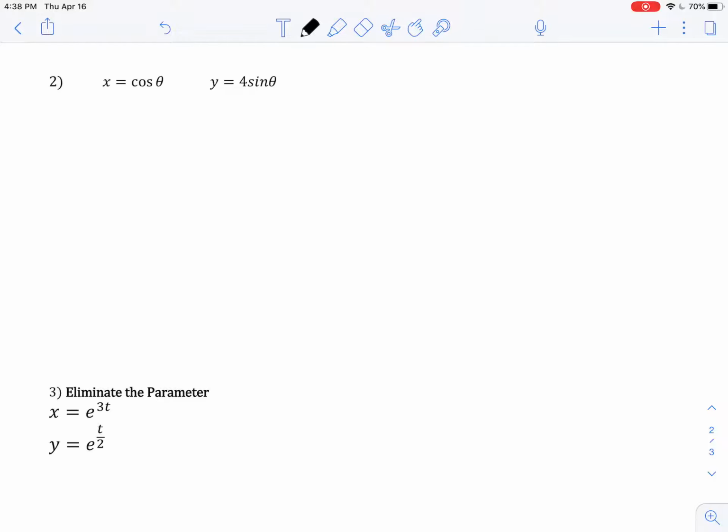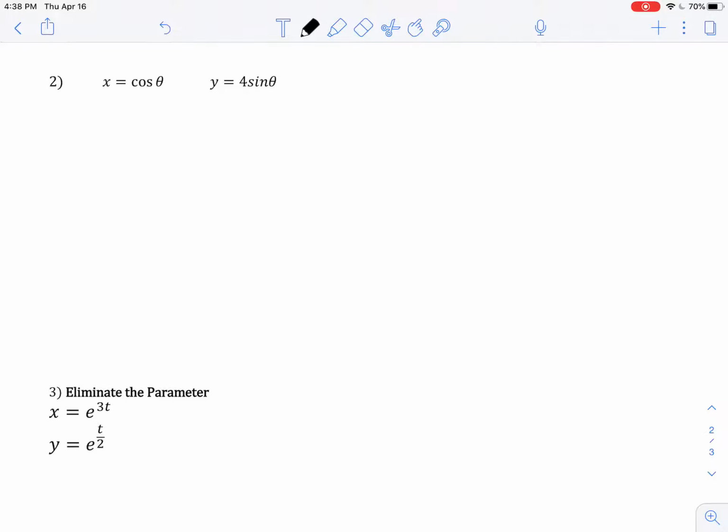All right, so we're continuing on in eliminating the parameter, which is another way of just saying that we are going to find a way to rewrite the set of parametric equations as a rectangular equation. And we have our first exposure to working with some equations that actually deal with theta as the parameter. In other words, x is a trigonometric function of theta, and so is y. Y is equal to 4 sine theta.